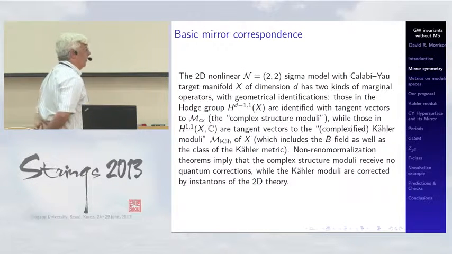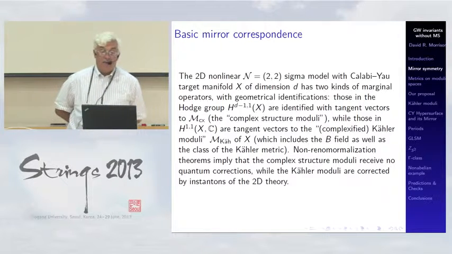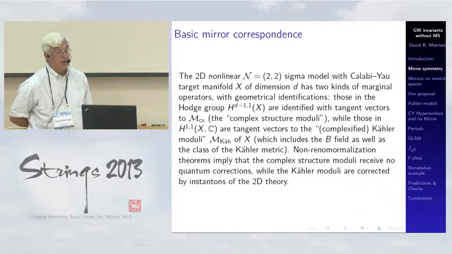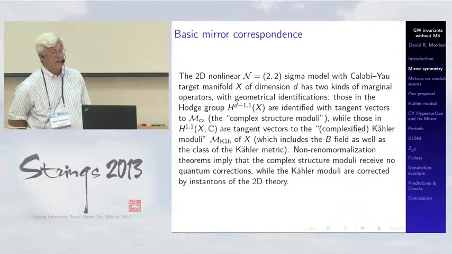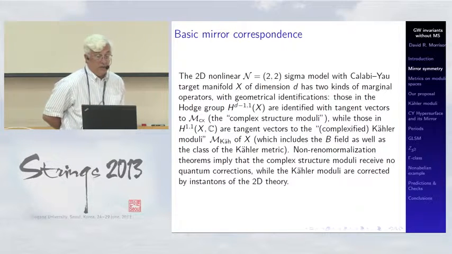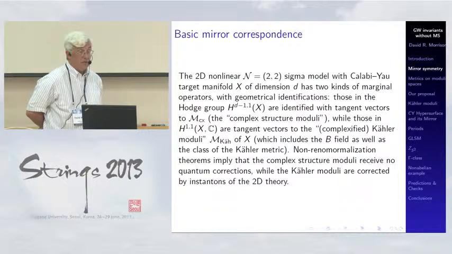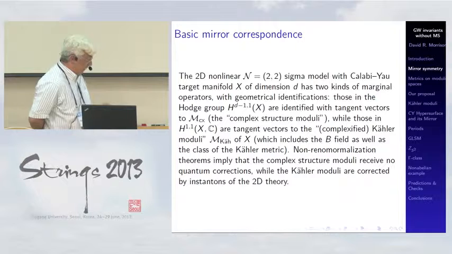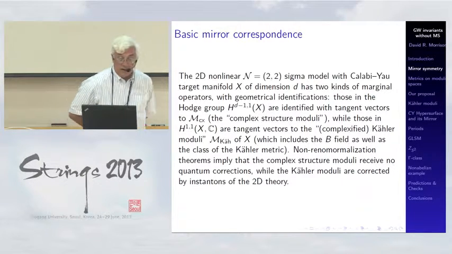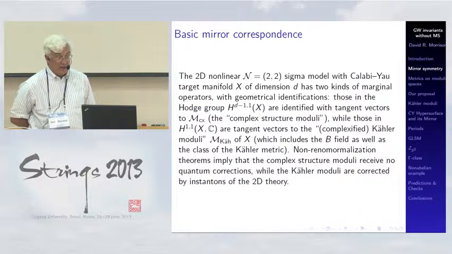So here's a brief review of the basic mirror correspondence. If I have a Calabi-Yau target manifold of dimension D, there turn out to be two kinds of marginal operators in the nonlinear sigma model. One of them gets identified with the tangent vectors to the complex structure moduli, so they're first order variations of the complex structure, and that belongs to the group H^{D-1,1}. The other one gets identified with the complexified Kähler moduli.